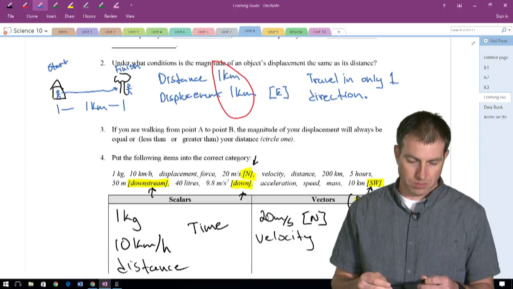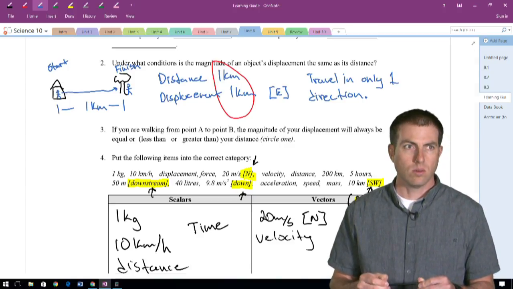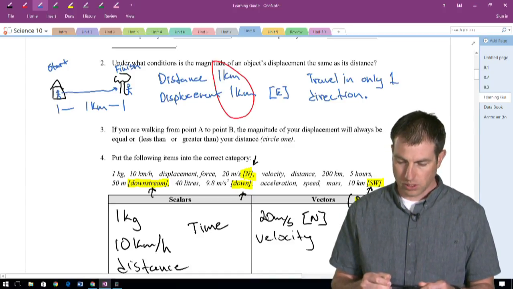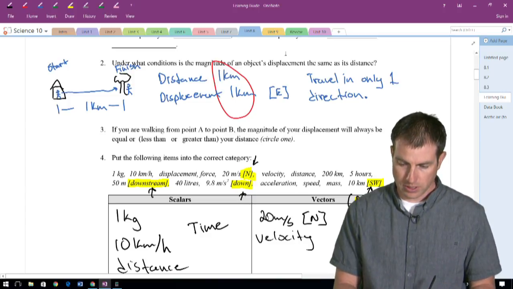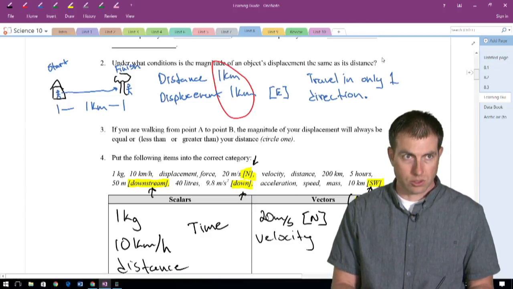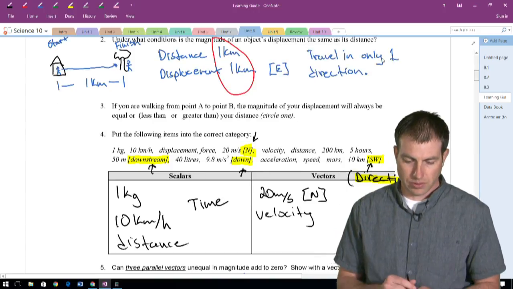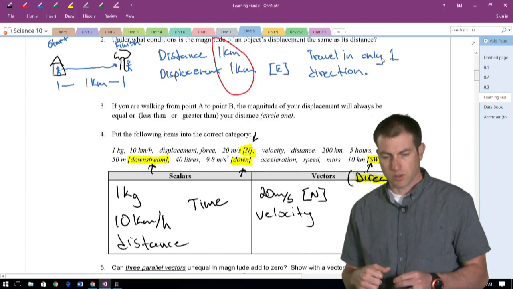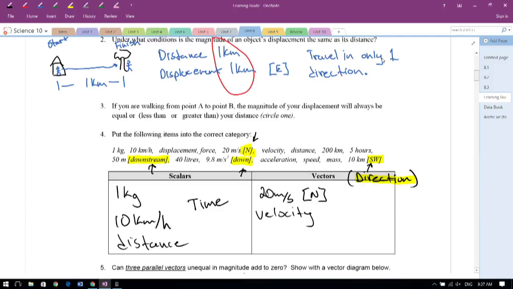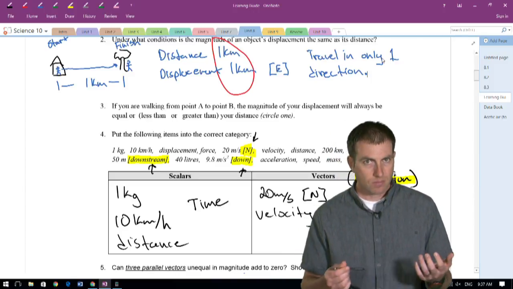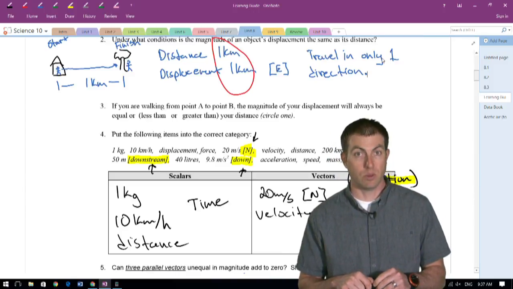Costin's asking about question number 4, which we did in class-ish, talked about it last day a little bit. So this little chart talking about the difference between scalars and vectors. Remember, vectors are things that have a direction associated with them. So as soon as you see square brackets with things like southwest, north, down, downstream, up, those indicate a direction. And as soon as you have a direction associated with something, it's a vector.